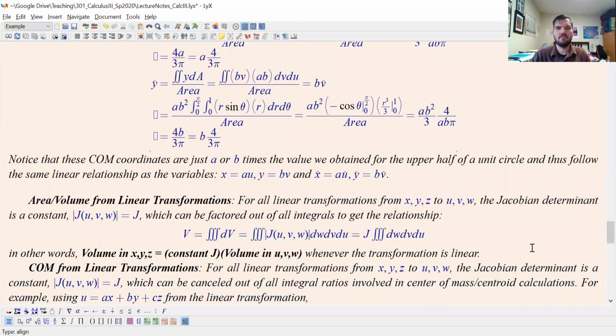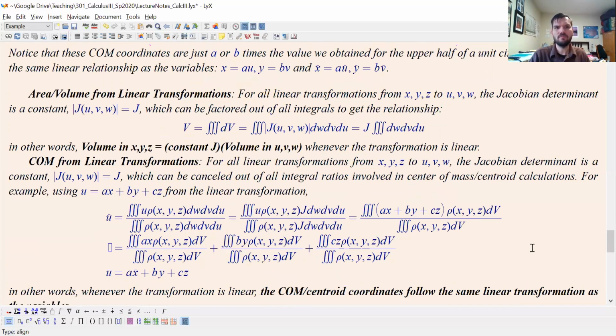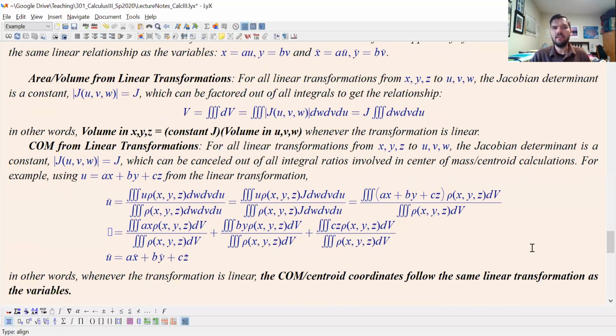So here are some takeaways from that example. The area and volume of a linear transformation has the following property. As long as you have a linear transformation between the old variables x, y, and z and the new variables u, v, and w, the Jacobian determinant is constant. And because it's constant, we can factor it out of the volume or area integrals, which means the volume in x, y, and z space is the constant Jacobian times the volume in u, v, w space. We saw that with area, right? The area in the xy space is the constant Jacobian times the area in the simpler space.